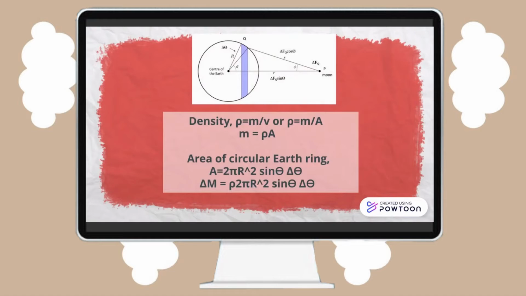Density is ρ equal to m over v, or ρ equal to m over a. The area of the circular earth ring is a equal to 2 pi r squared sin theta delta theta. Delta m is equal to ρ 2 pi r squared sin theta delta theta.